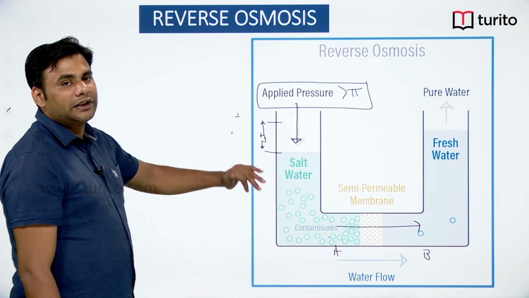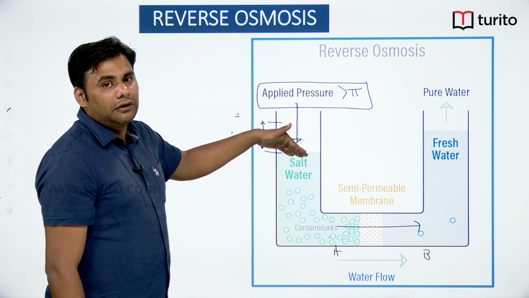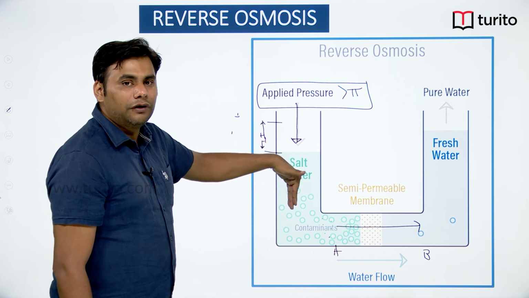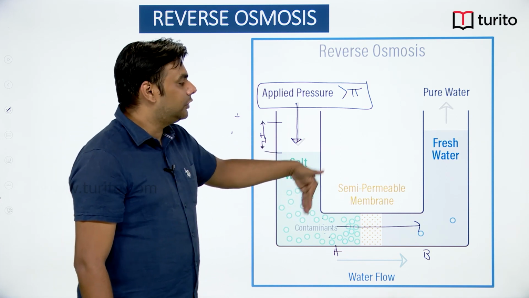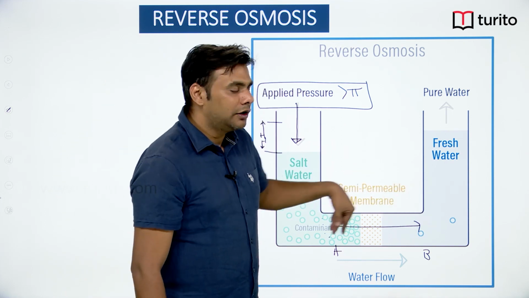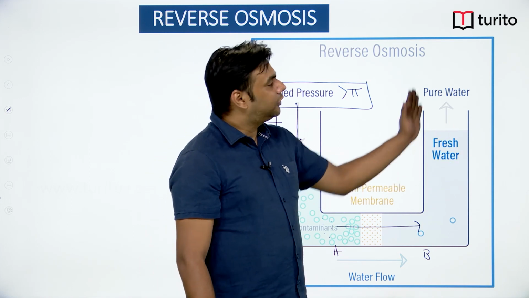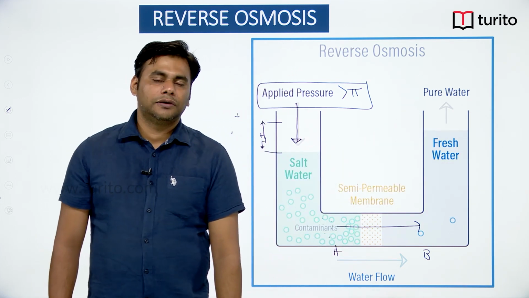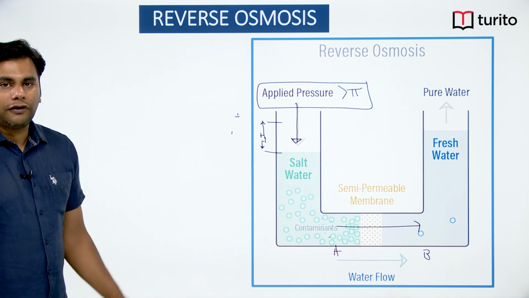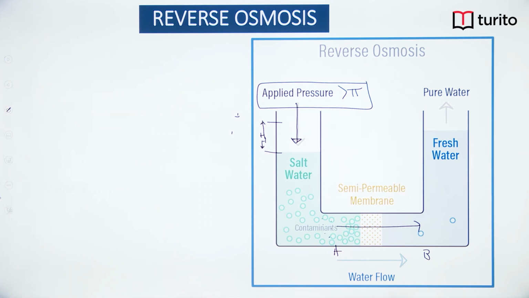So when you apply a pressure greater than the osmotic pressure on the solution side, the osmosis happens in the reverse direction. That is, the solvent is moving from a region of less concentration to a region of high concentration, and in the process only water is escaping out. So we have only pure water over here, and this pure water is used for drinking. This is the basic phenomenon happening in water purifiers or ROs. Okay, hope this is clear to you.